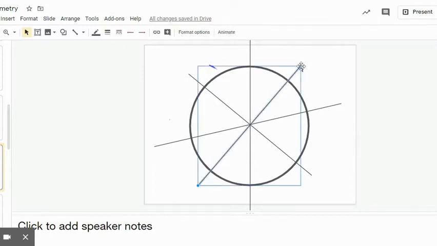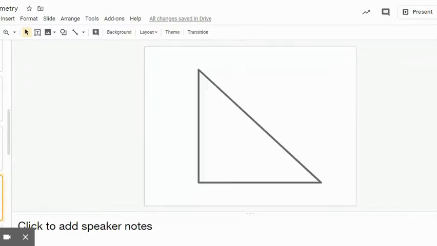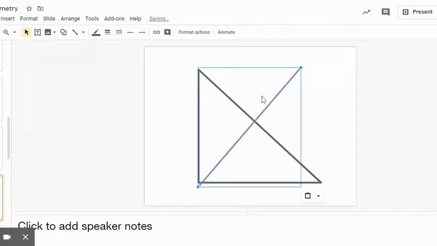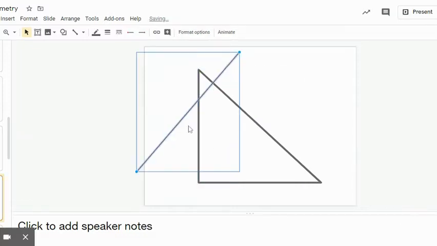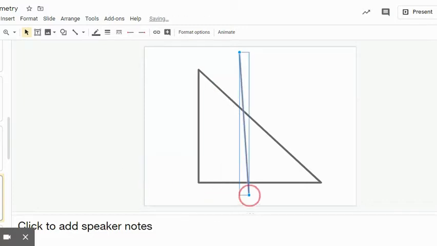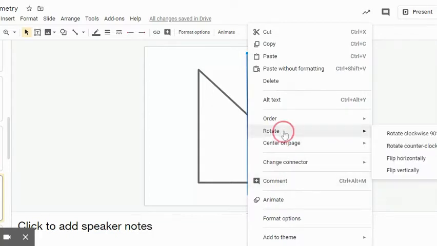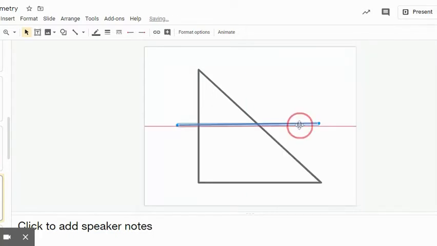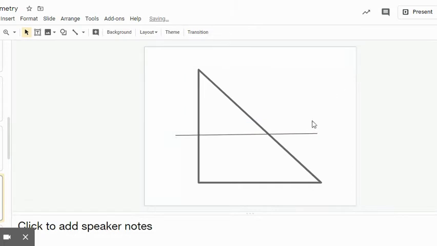Okay? What if we go to this shape? Is there a line of symmetry in a triangle? Well, okay. Is my line of symmetry there? It's through the middle. But if I fold, nope, that's not a line of symmetry. What if I rotate it 90 degrees? Is that a line of symmetry? No, that's not a line of symmetry.